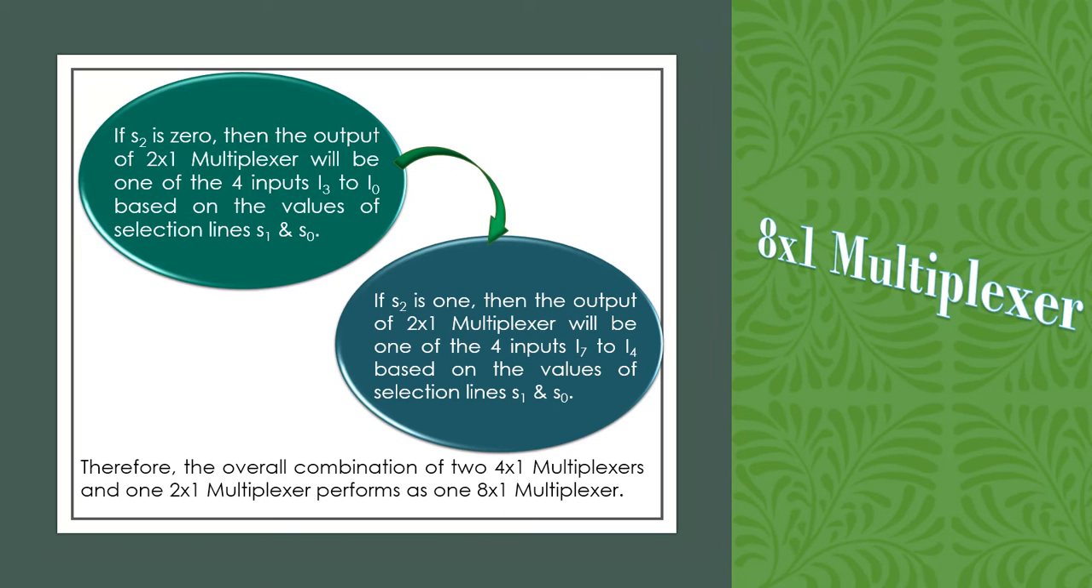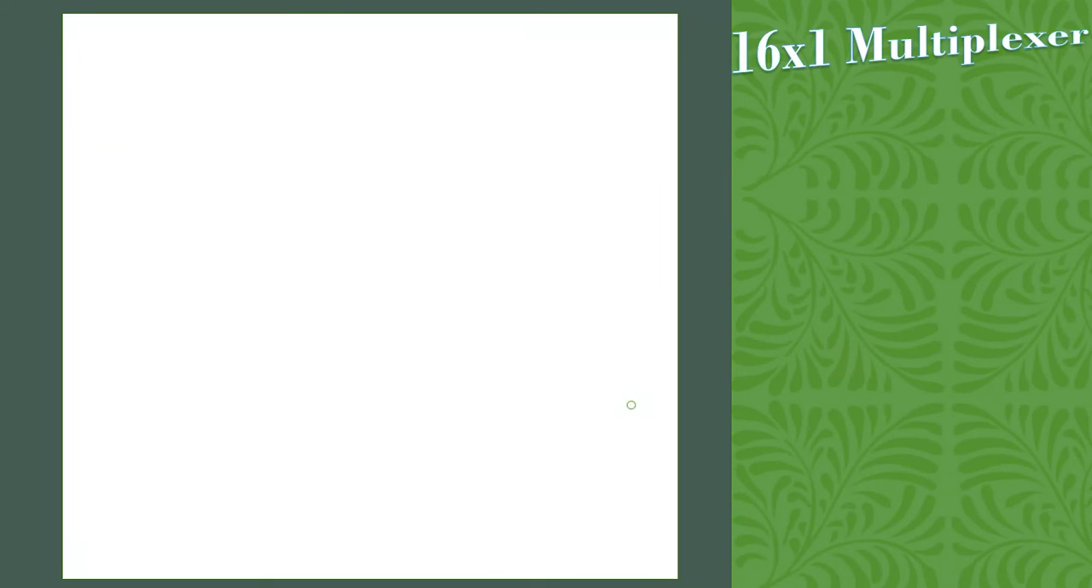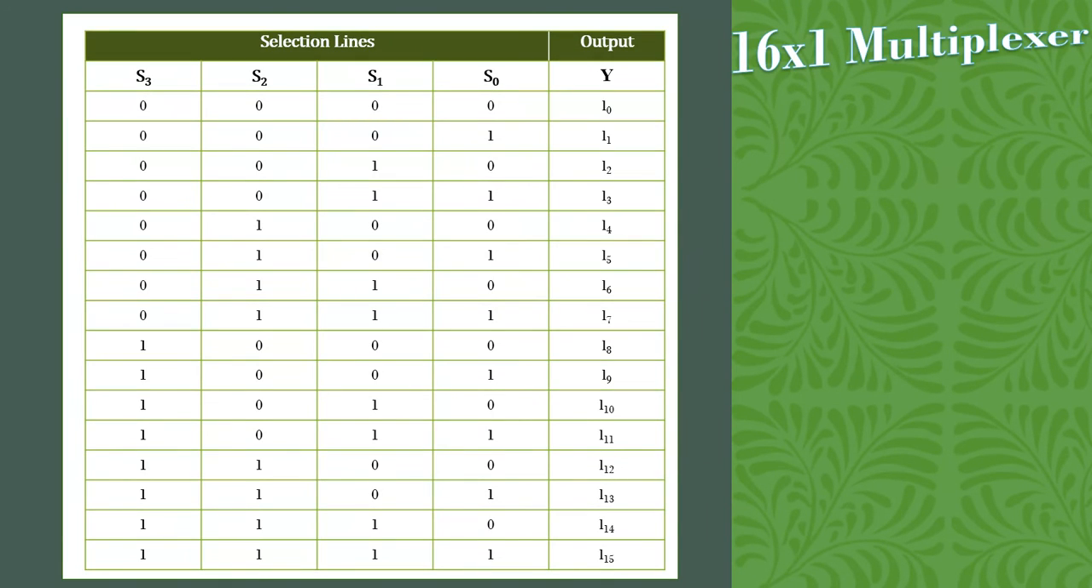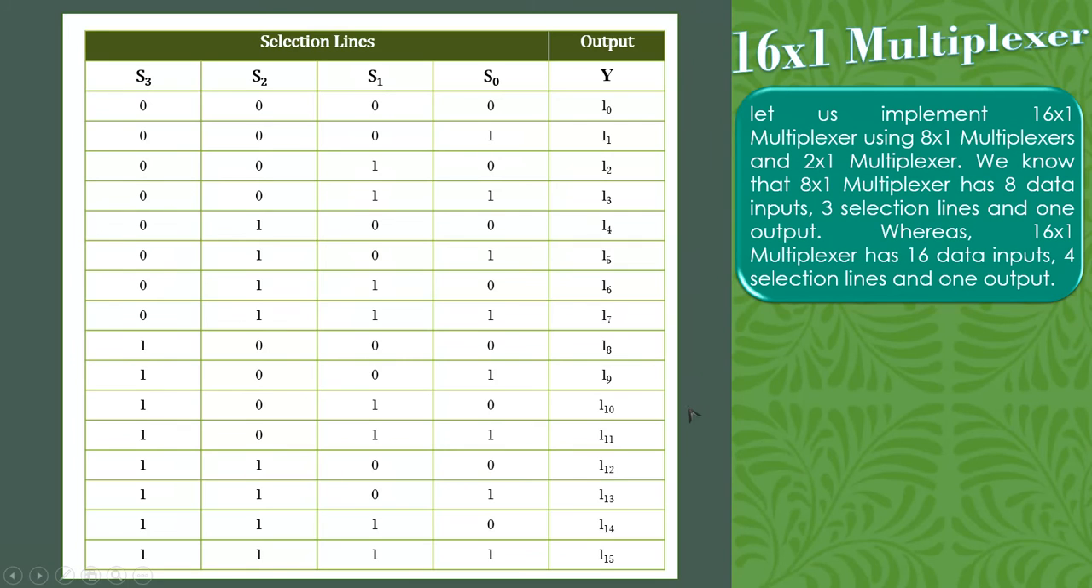So therefore the overall combination of the two 4 into 1 multiplexers and one 2 into 1 multiplexer performs as one 8 into 1 multiplexer. So it makes one 8 into 1 multiplexer. Then we come to the 16 into 1 multiplexer. So you find the selection lines there and the output also over here. And how is this done? In the same manner, you see it is divided into 2.